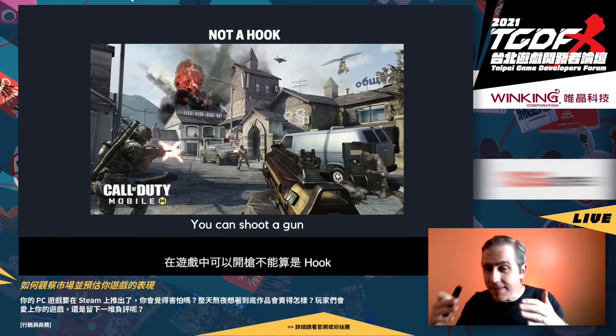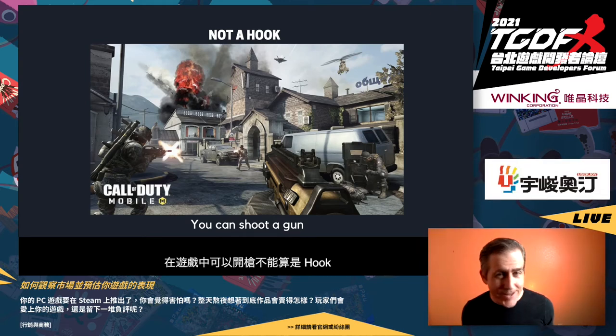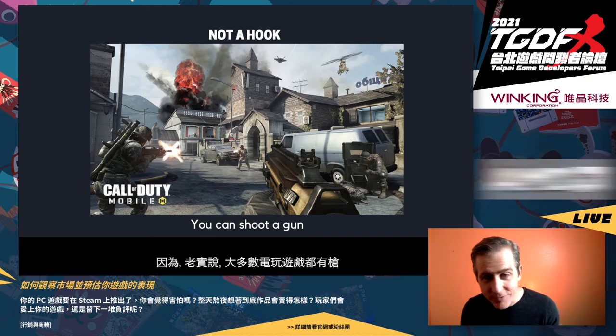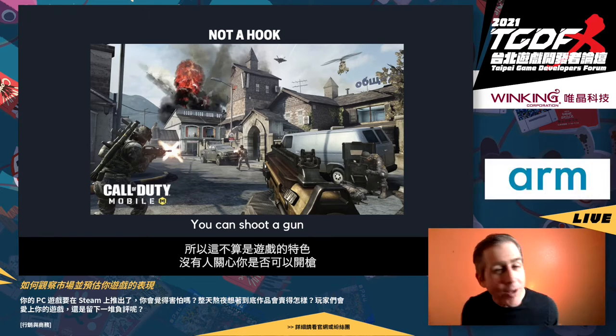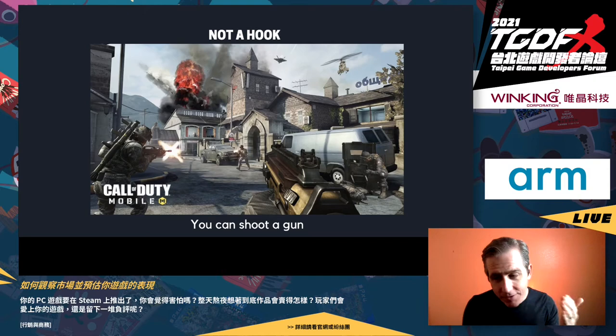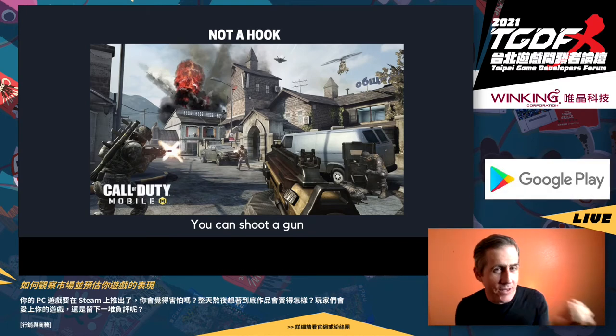Now, something that's not a hook is that you can shoot a gun, because let's be honest, most video games have guns in them. So that's not a hook to say, oh, you can shoot a gun. Nobody really cares. So that would not be a hook. A hook has to make your game unique.